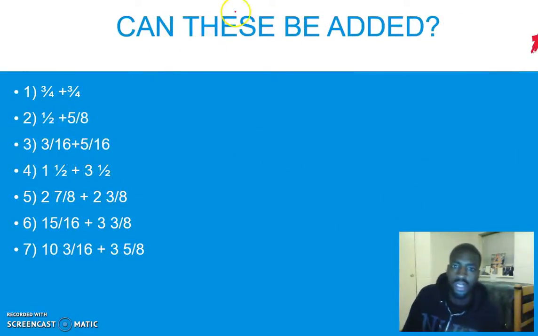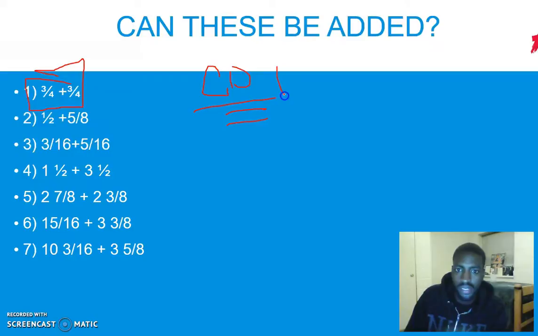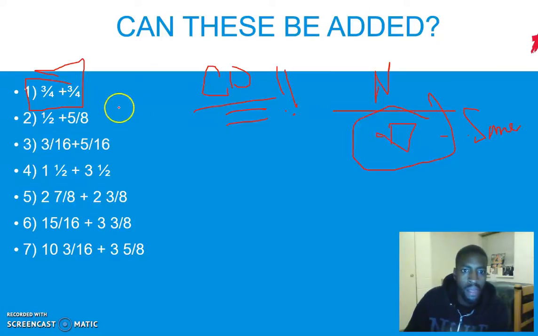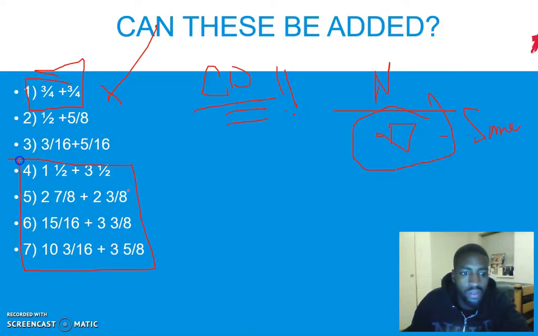So let's do a quick review of this. Can these be added together? Make sure you look at the common denominator of these two. The denominator has to be the same. Has to be the same. So would this one be a yes? Yes. I'm going to do the next two with you, and then I'm going to let you try to do these on your own for review.